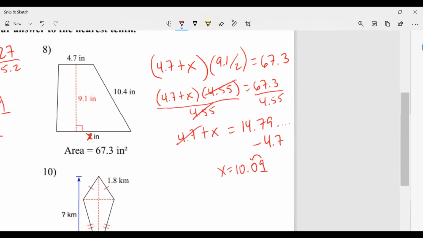This 9 is big enough, so it pushes the 0 over. My answer will be 10.1.